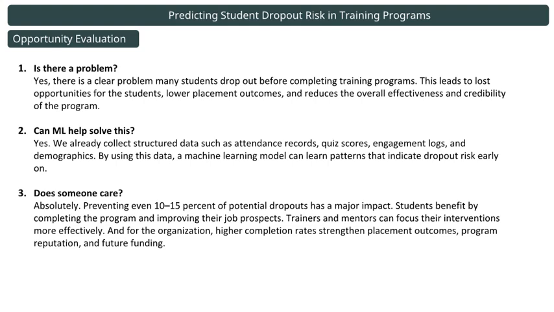And third, does someone care? Definitely. Preventing even 10 to 15% of dropouts has a big impact. Students benefit with better job prospects, trainers can target their interventions more effectively, and the organization strengthens its outcomes and reputation. This in turn increases impact.